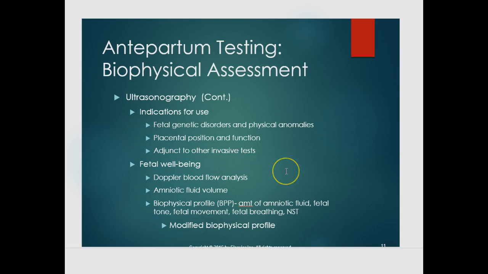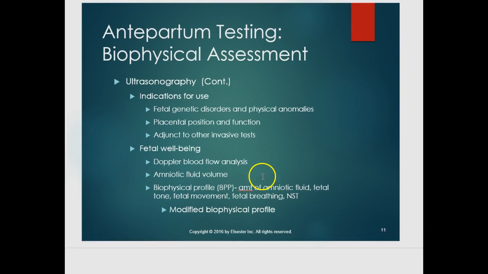We use ultrasound to assess for fetal well-being. We can use it for Doppler blood flow analysis. So you guys, we can use ultrasound and look at the blood flowing through the cord so that we can see if there's any problems with the cord or the placenta. We can use the ultrasound to check for the amount of amniotic fluid. And then also, you guys, we use the ultrasound to conduct a biophysical profile.